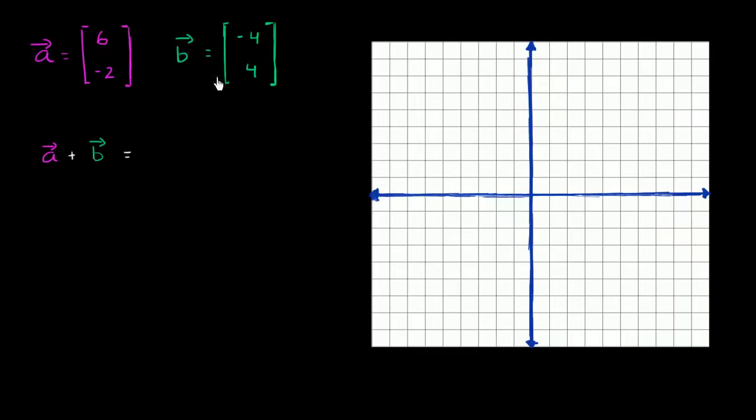So I have two two-dimensional vectors right over here, vector A and vector B. And what I want to think about is how can we define, or what would be a reasonable way to define, the sum of vector A plus vector B?